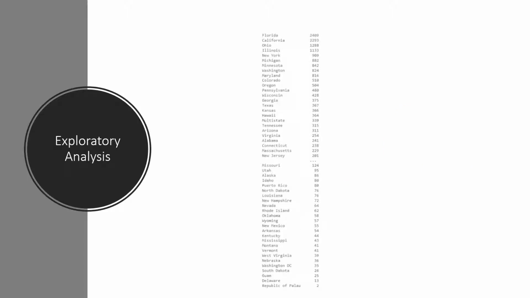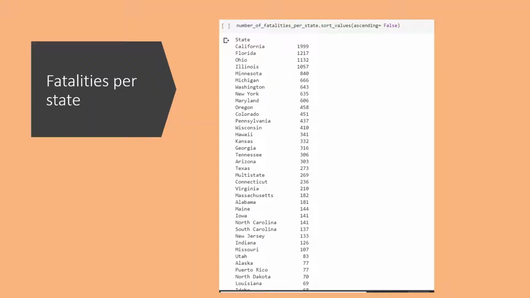With exploratory analysis, I was able to find the states that had the most recordings of outbreaks, and I found Florida had the highest number of outbreaks. I was also able to see the number of fatalities per state. While Florida had the most outbreaks, California actually had more fatalities.